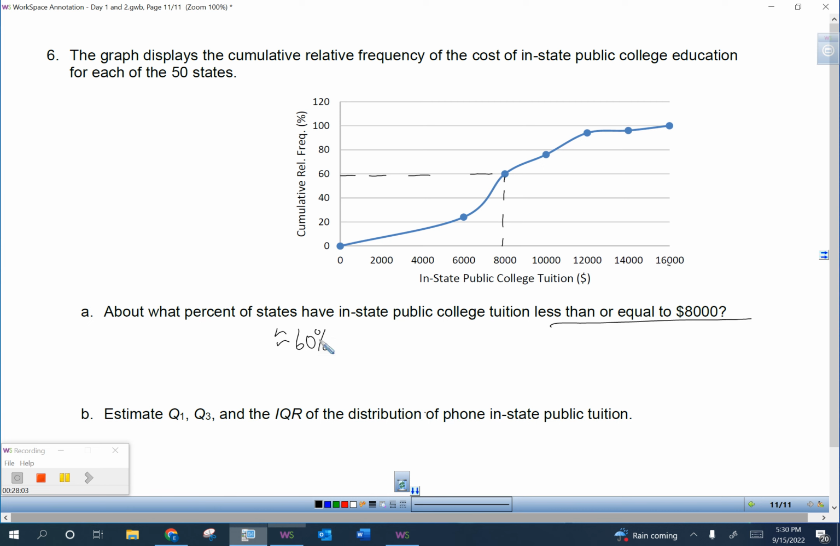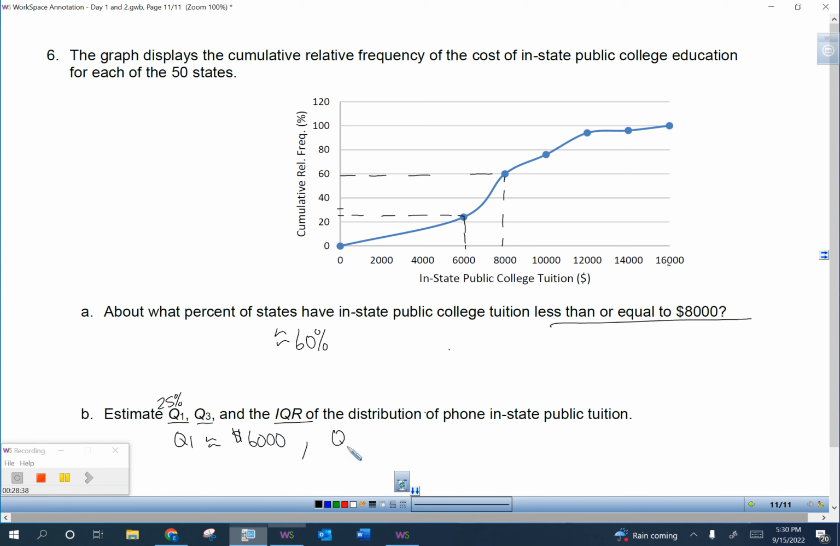Okay, this last one asks us for a few things. Estimate Q1, Q3, and IQR based on what this would be. And remember, this is going to be approximately, when we're just rough estimating, 25%. So this time, we're starting over here. Here's where 30 would be. So 25 would be about here. Nice on that dot for us, and we're coming down. So Q1 is approximately, in dollars, 6,000.